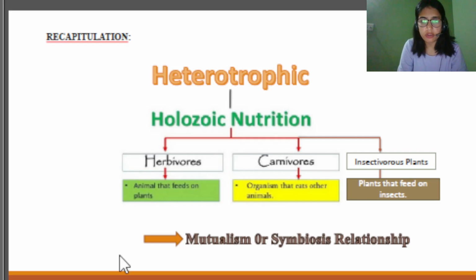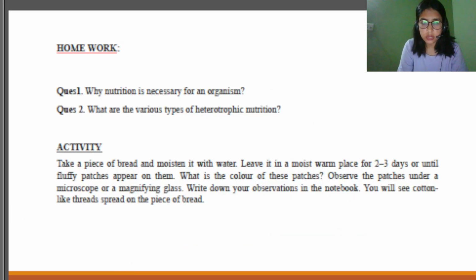So we will be moving forward, and you will be coming along with this homework. That is why nutrition is necessary for an organism, that we will be doing. The second question will be: what are the various types of heterotrophic nutrition? We have discussed three types of nutrition, that is saprotrophic, parasitic, and the holozoic type of nutrition. And you'll be discussing the holozoic type of nutrition. What categories does it have? That was herbivores, carnivores, and insectivorous plants. Basically, you will be writing about that as well.